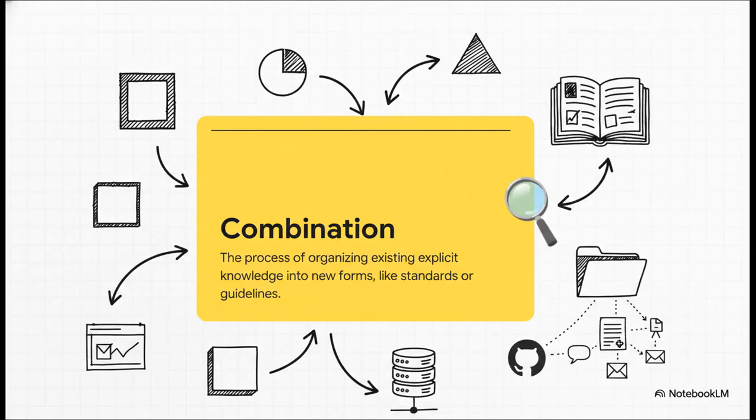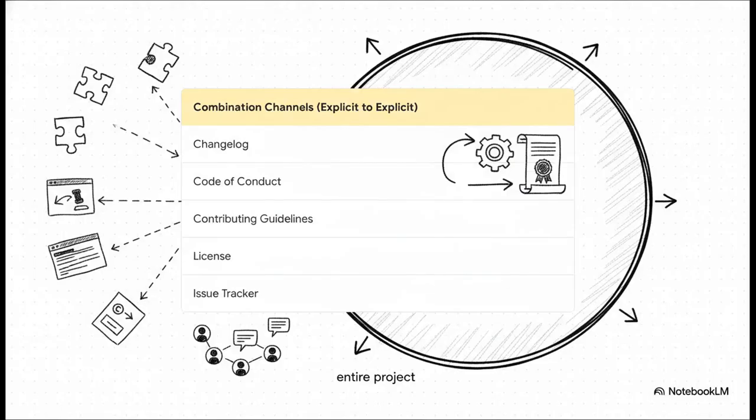Now, the second process is called combination. This is a bit different. It's not about pulling new knowledge out of someone's head. It's about taking all the knowledge that's already written down and organizing it into a clear, structured system that people can follow. And this just illustrates it perfectly. I mean, think about it, a CONTRIBUTING.md file or a license. They take all these little individual pieces of information, like how to format a pull request or the legal terms of use, and they combine them into a single standardized resource for the whole project.